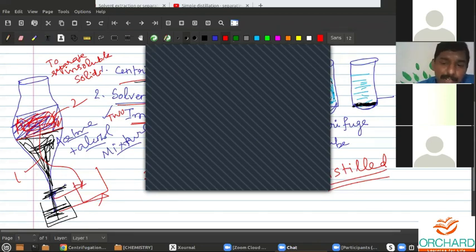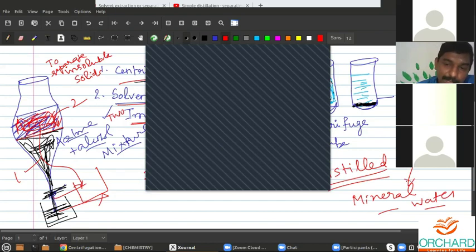Have you heard of mineral water? Actually, there is no mineral in this water. What they do is they boil it. Normal tap water or river water. Yes, it is used for inverter also. Yes, distilled water. Fine.